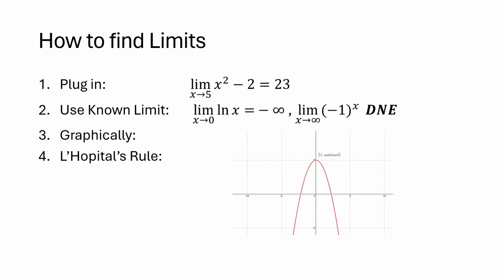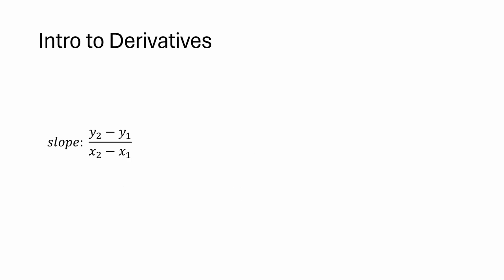There's also L'Hopital's rule, which can help solve limits. This is, when there is a 0 over 0, its limit is equal to the derivative of the numerator over the derivative of the denominator. Stay tuned to learn about derivatives.